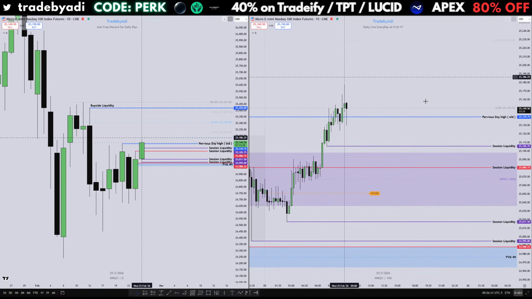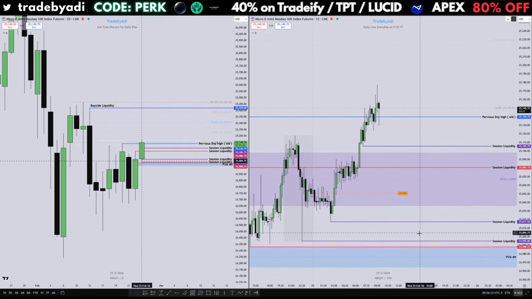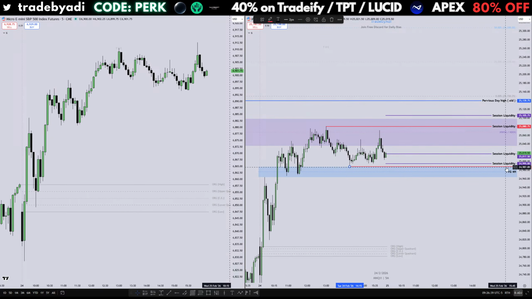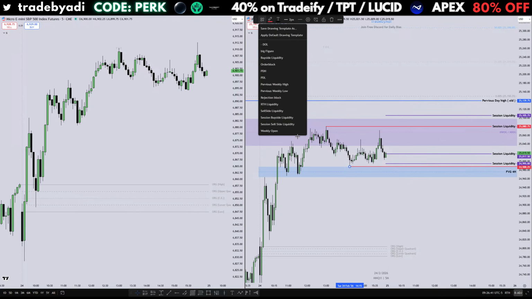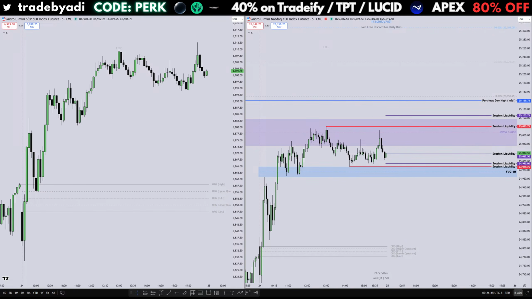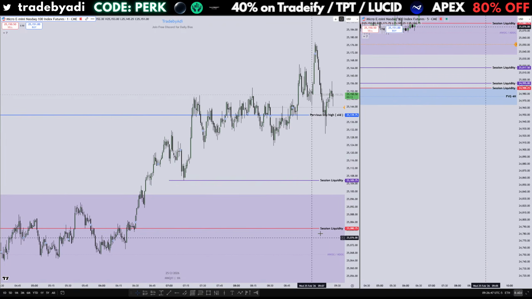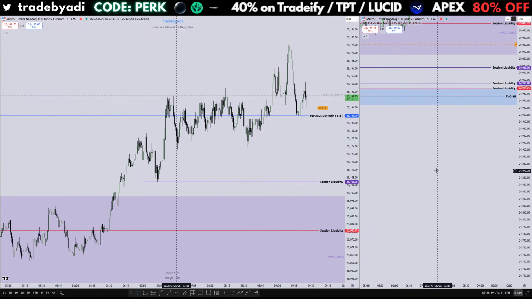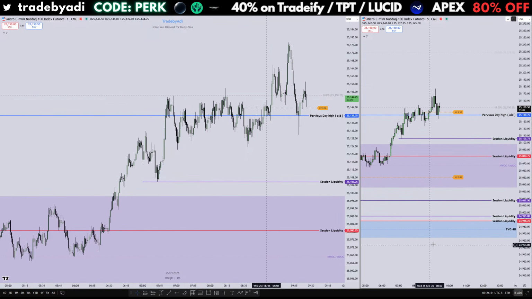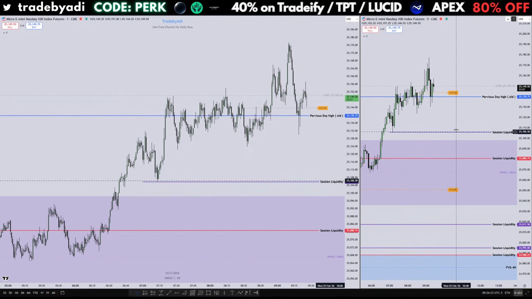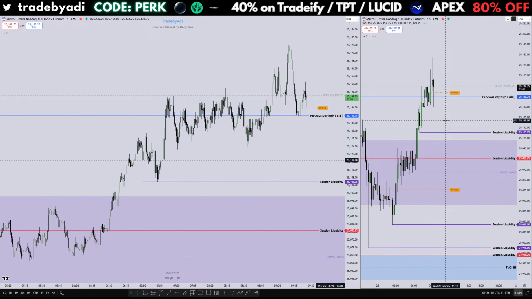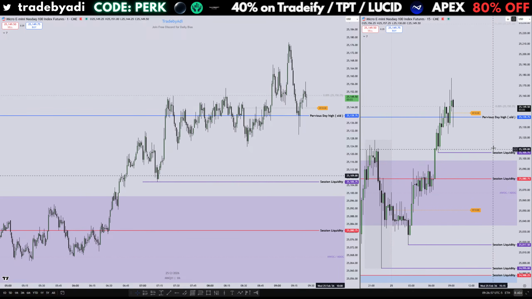24,995, it is also aligning with the Asia high. So you have to keep this in your mind. Over here, what we are going to see is how the price is going to react. What will be the opening price?